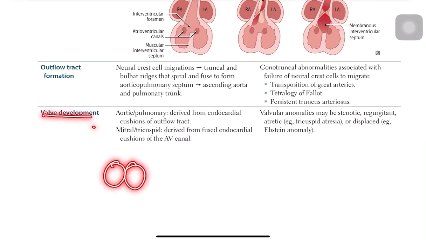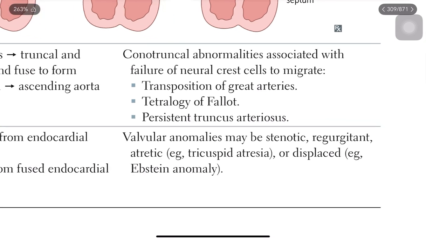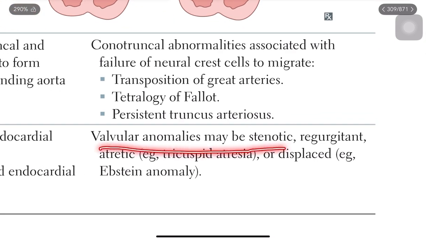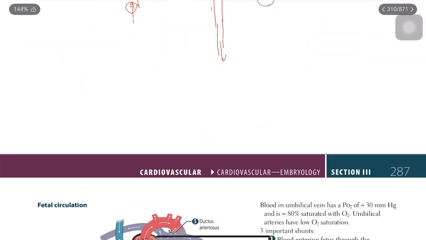Now coming to valve development. What are these valves? You have valves between atria and ventricles, and between the ventricles and the major trunks. So what is basically seen is you need something between any two connections of the heart. These are nothing but aortic, pulmonary, mitral and tricuspid. The aortic and pulmonary valves are derived from endocardial cushions of the outflow tract. So these are your endocardial cushions. Mitral and tricuspid are derived from fused endocardial cushions of the atrioventricular canal. Any valvular abnormalities can cause stenosis, regurgitation, atresia or displacement. So we will discuss this in the next video.